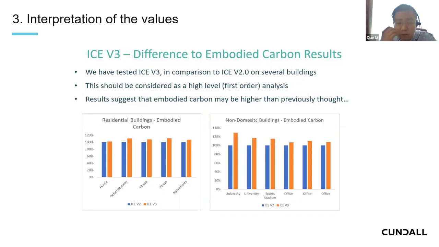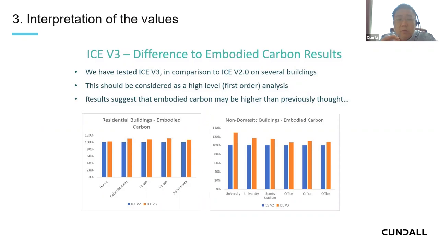So this is an example from the ICE database, which is the Inventory of Carbon and Energy. This is one of the best freely available sources in the UK of material carbon data. Version 2 was published in 2011, I think, and version 3 was published 9 years after that. So it was updated. And they also used the same quantity of materials, which apply for different houses or for office or university, etc.